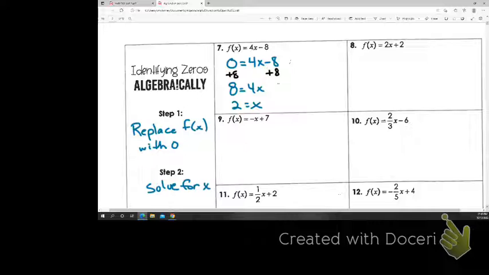So most of these are 2-step. You may have a little more trouble with something like number 10 with the fraction. So you can add 6 and then use your reciprocal where we multiply by the inverse, the 3/2, which would mean 3 times 6 divided by 2, so 18 divided by 2 is 9.